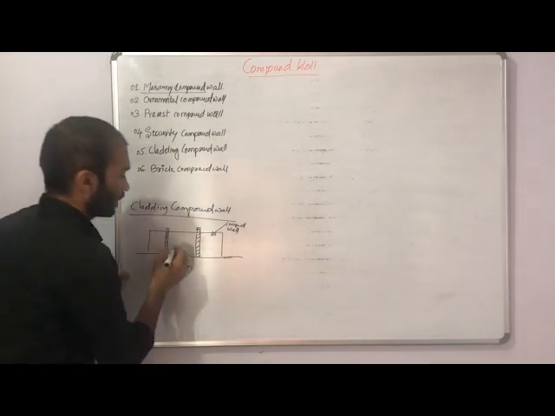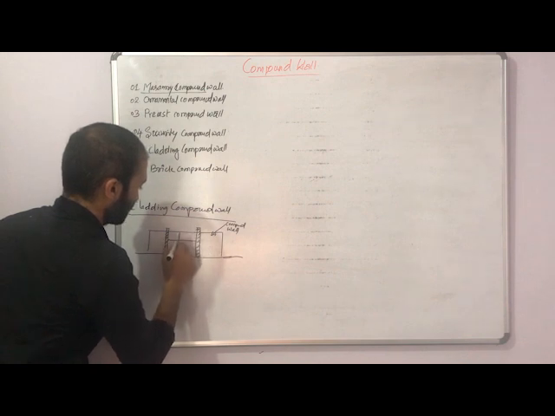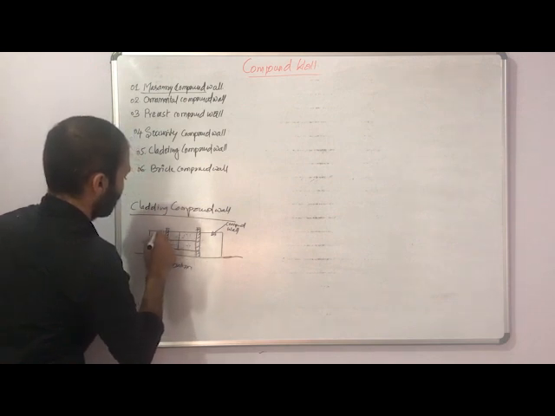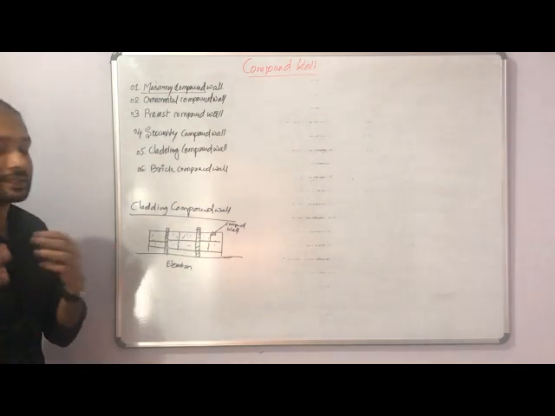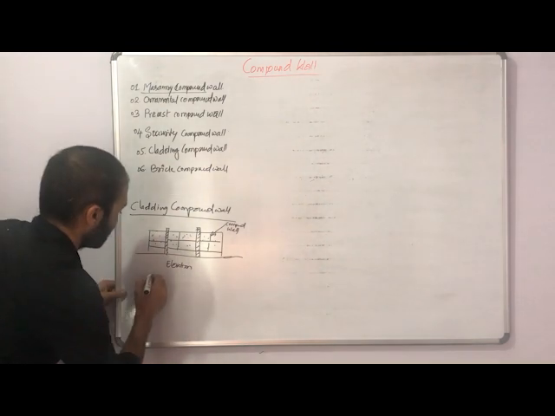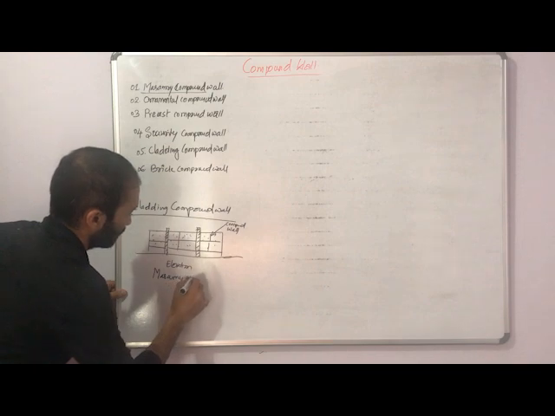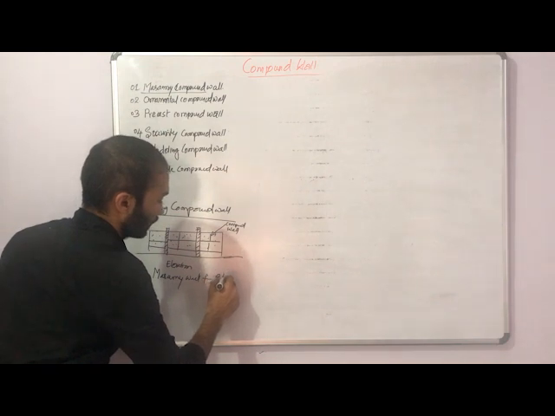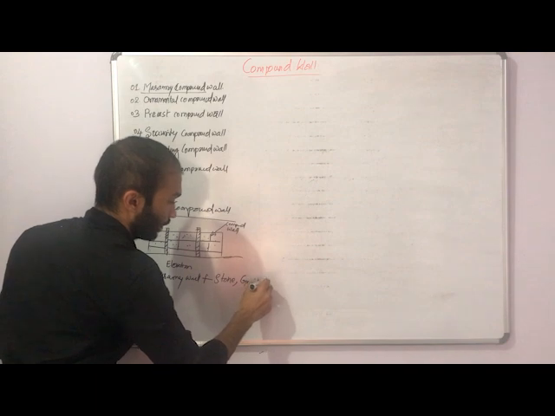So here you are directly applying some of the stones, correct? You are directly applying some of the patterned stones here to the compound wall. That means the cladding compound wall is nothing but you are adding a masonry wall with stone. Maybe it's granite or marble.